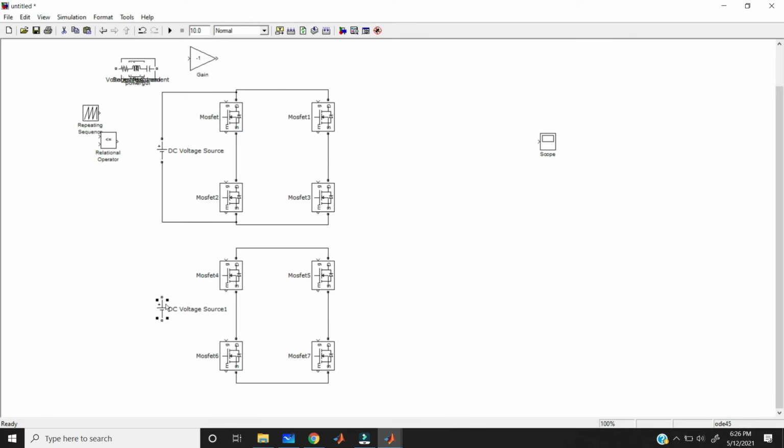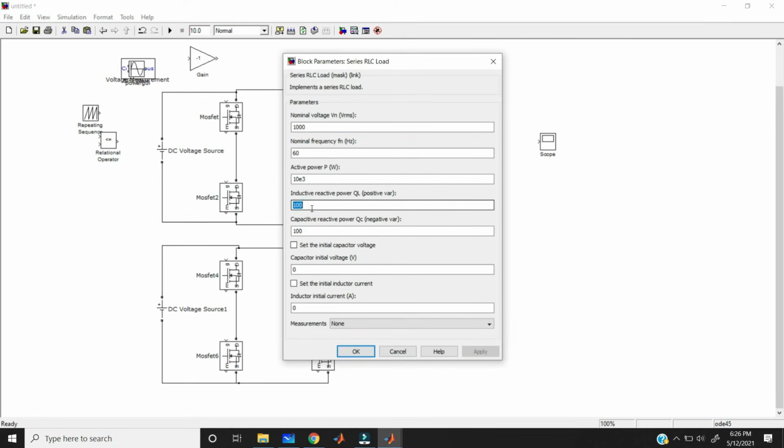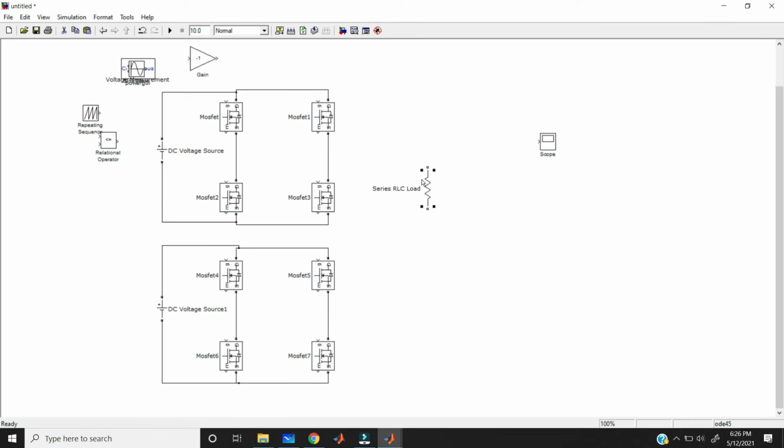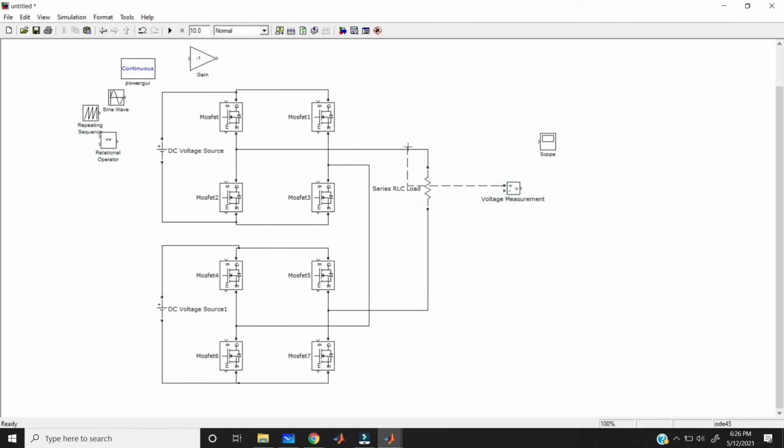Connect it to the load. You can also rotate this using Control R, and take only a resistance load. You need to set the inductor value and capacitor value to zero. Connect like a cascade, nothing but a series connection. Measure the output voltage like we connect a voltmeter in the laboratory. Here also I am taking the voltage measurement in parallel to the load, and giving it to the scope to see the waveforms.